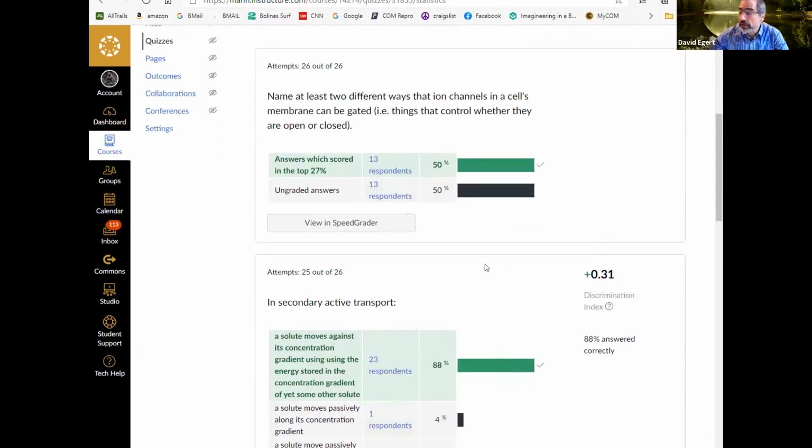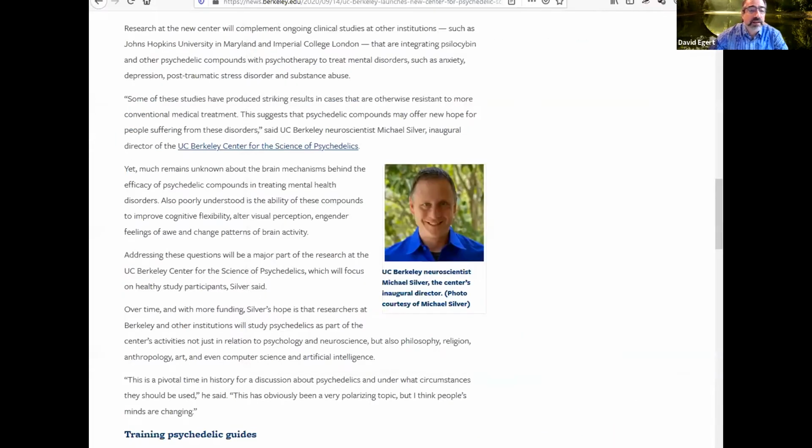All right, name at least two ways that an ion channel in a cell membrane can be gated. So what are some of the ways you can control whether an ion channel is open or closed, basically open the door or shut the door?